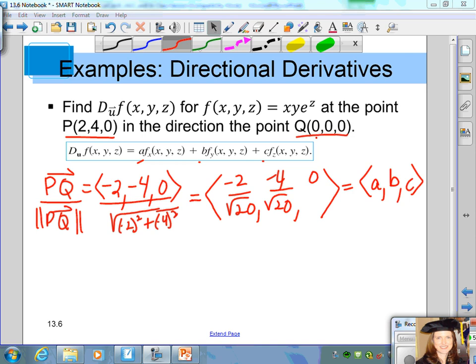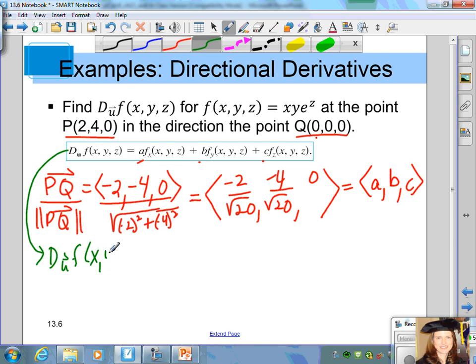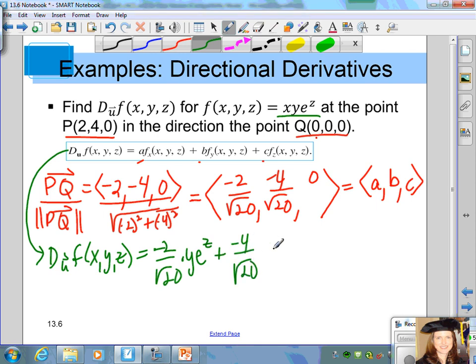Now we're going to go ahead and use the formula for the directional derivative. The directional derivative in the direction of that unit vector of a function of 3 variables is equal to the a, in this case the negative 2 over square root of 20, times the partial derivative of our function with respect to x. You're going to treat x as a variable and y and z as constants. So that is going to be y e to the z, plus our b, which is negative 4 over the square root of 20, times the partial derivative with respect to y.